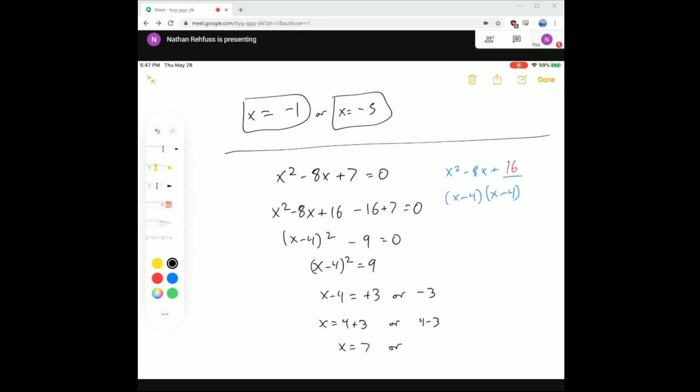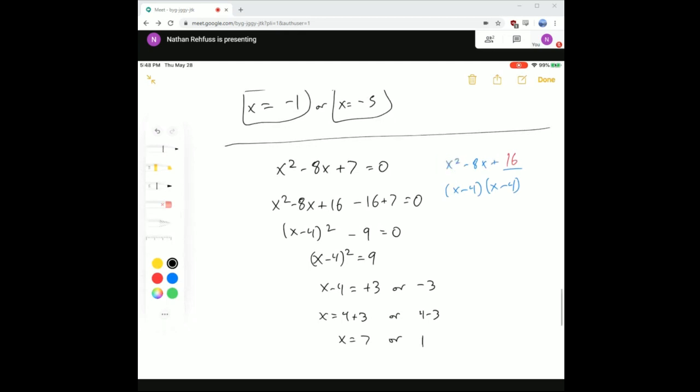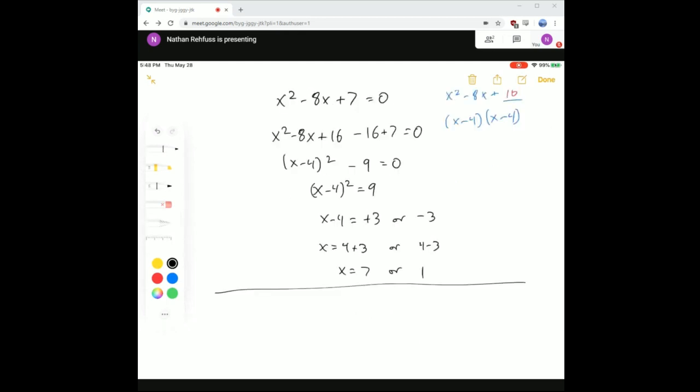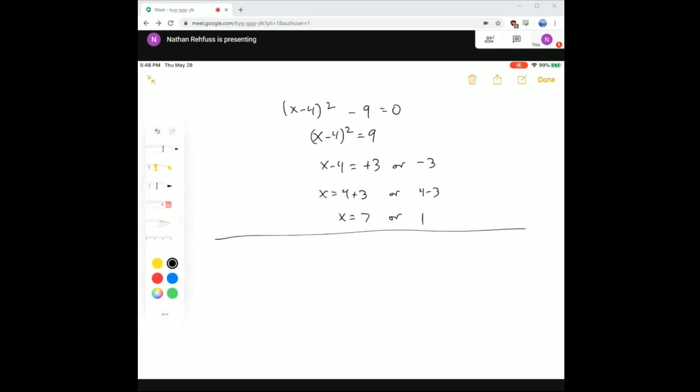This even works when... here we go. Lost my place in my notes now, didn't I?